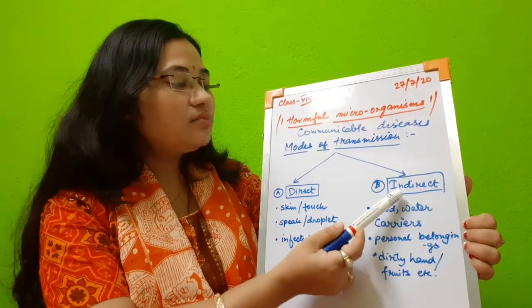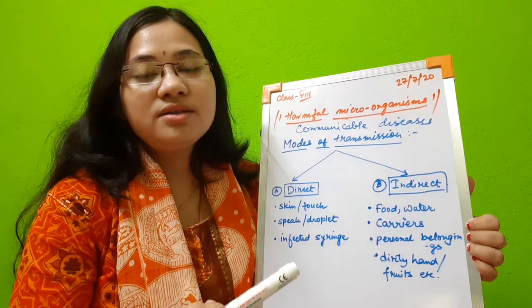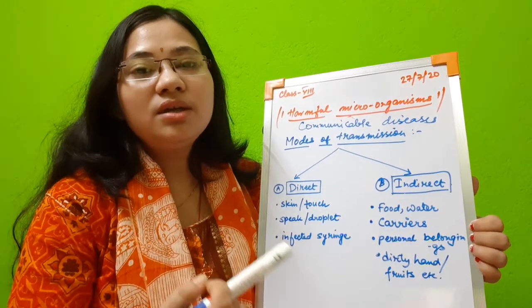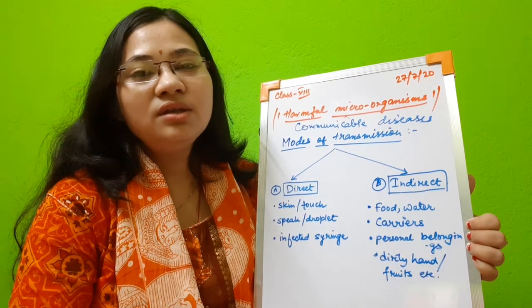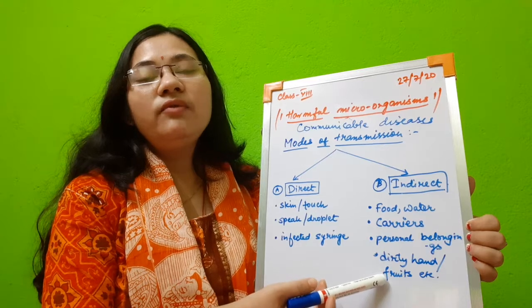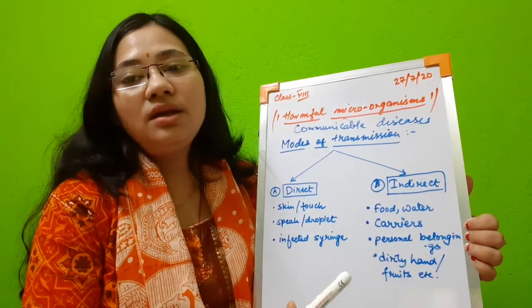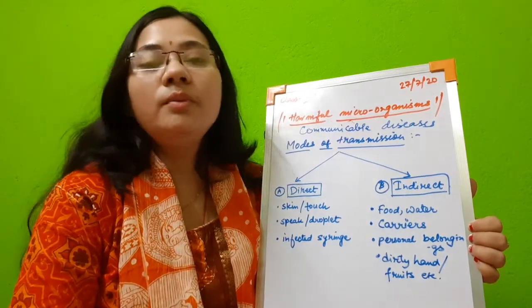And the last mode of indirect transmission is through dirty hands, or dirty utensils, or fruits and vegetables which are contaminated with germs, etc. So these are the different ways by which transmission can take place. One is the direct mode of transmission, one is the indirect mode of transmission.